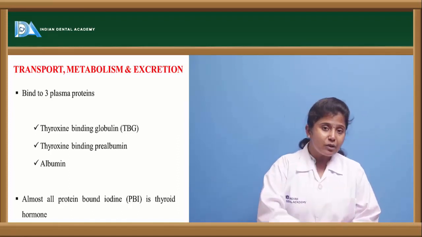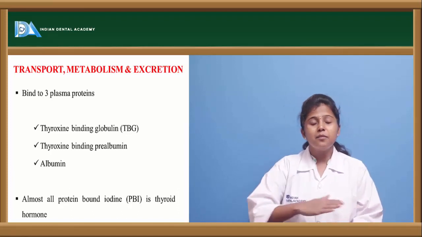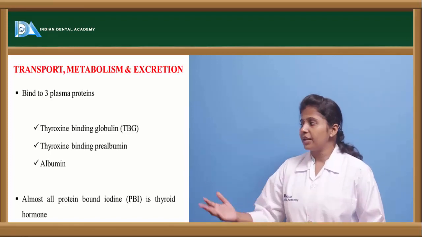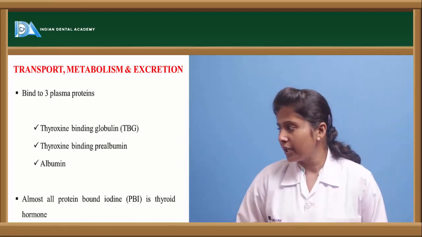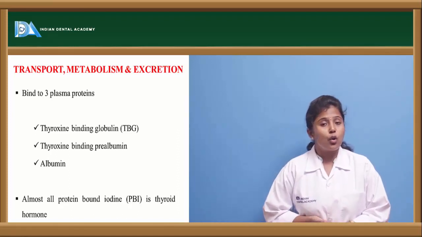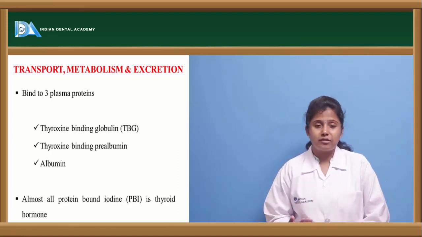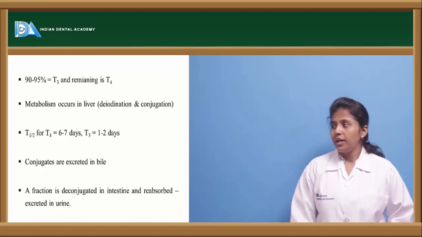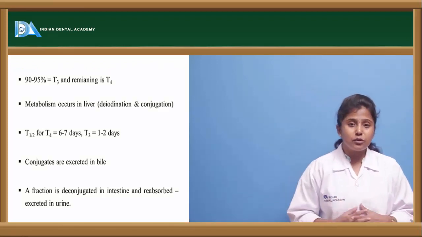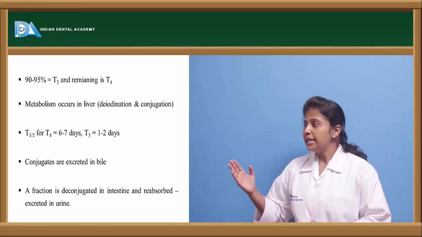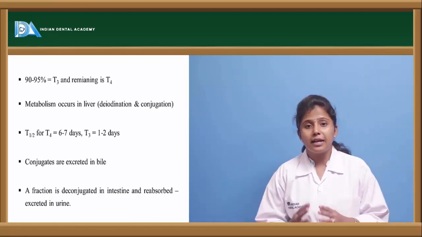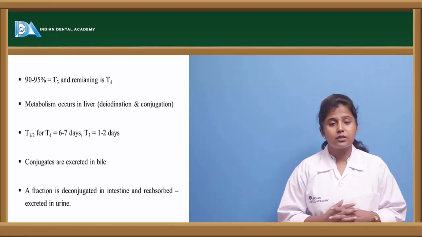So here they bind to these plasma proteins, and thereby they are distributed all over the body. And almost all of the protein bound iodine is thyroid hormone. The thyroid hormone has greater affinity to all these plasma proteins, and thereby it is distributed effectively. Out of the hormones which are secreted by the thyroid gland, 90 to 95% is T4 hormone itself, and whatever the leftover, that is 7 to 10%, is T3 hormone.